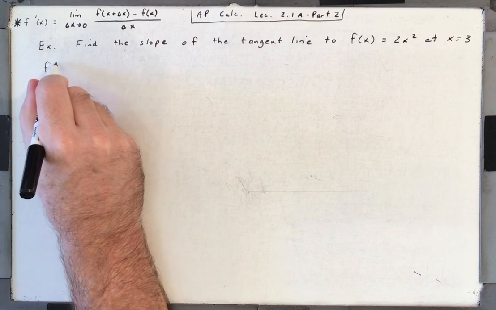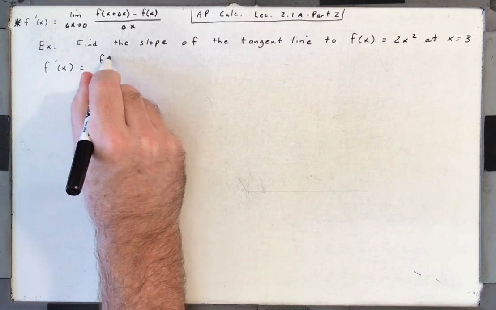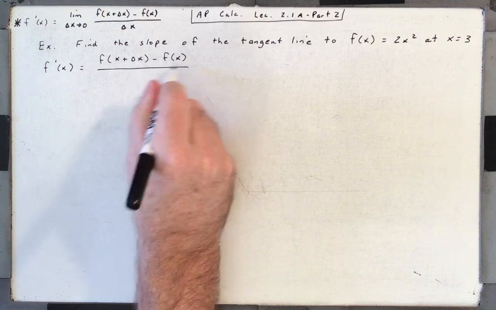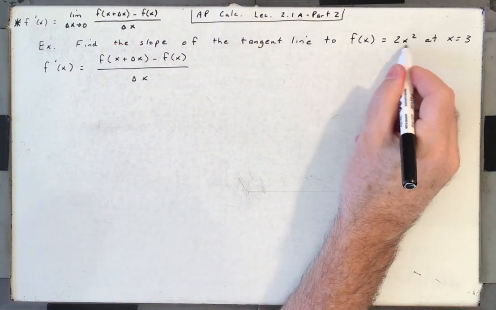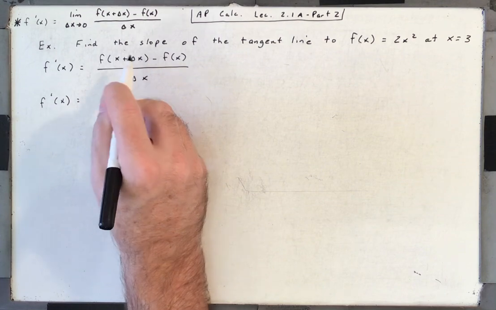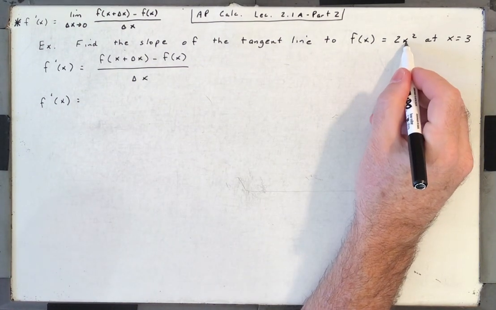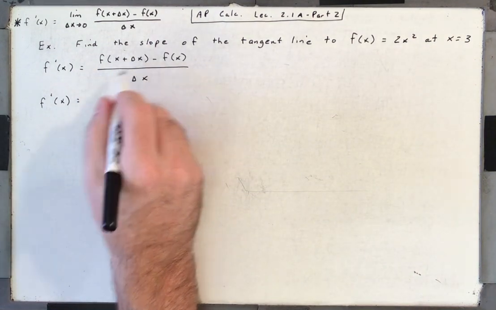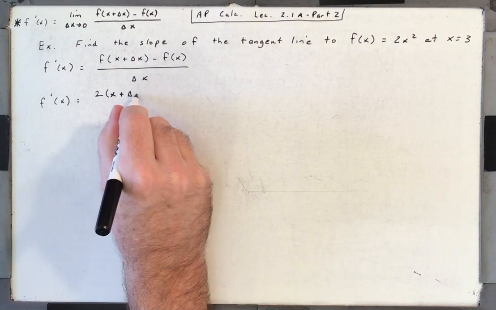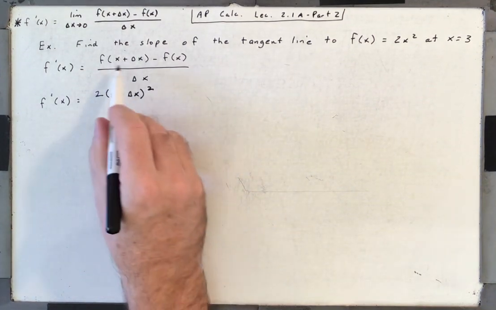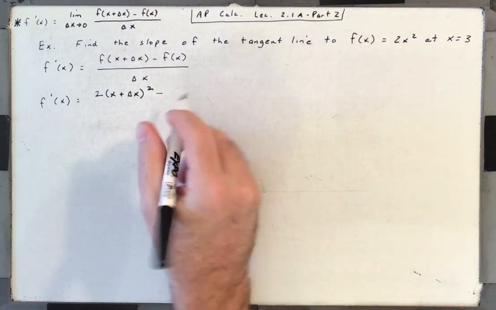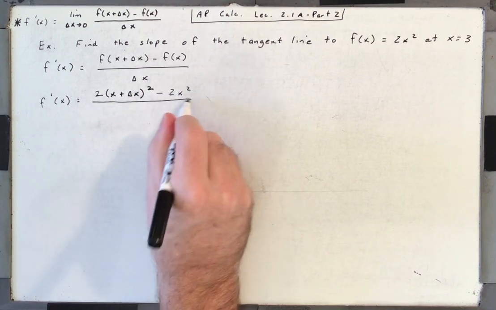I'm just going to write this equation again. F prime of x is equal to the limit of f of x plus delta x minus f of x over delta x. Now we're going to use this. This is our f of x. So what is f of x plus delta x? Well, wherever you have an x, you just put in x plus delta x. So we're working off of 2x squared: 2 times x plus delta x all squared. That's f of x plus delta x. Instead of 2x squared, we just put an x plus delta x in. Minus, what is f of x? It's 2x squared, over delta x.